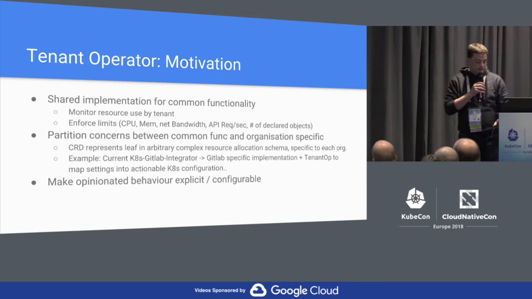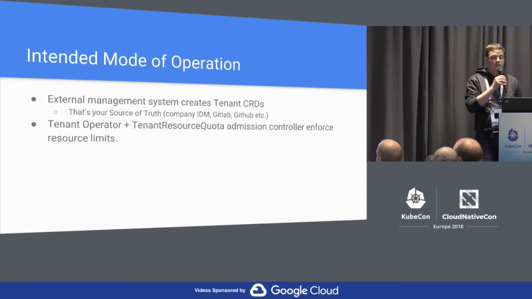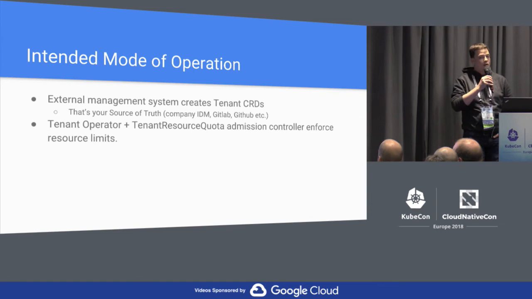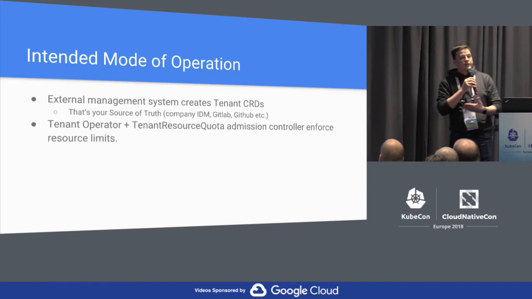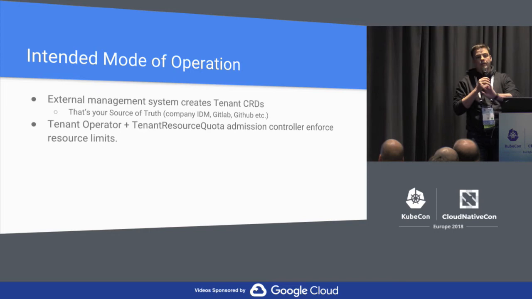So the intended mode of operation is quite simple. You have some kind of external system that is your source of truth. That might be your IDM system or your GitLab, or whatever you use. And then we aim to implement, basically starting next week, a tenant operator and a tenant resource quota admission controller to enforce those resource limits. And with the addition of today, I think the security profiles would also be a nice fit here, so that you could also say, I want to have these tenant objects a specific profile applied to in their namespaces, for instance.